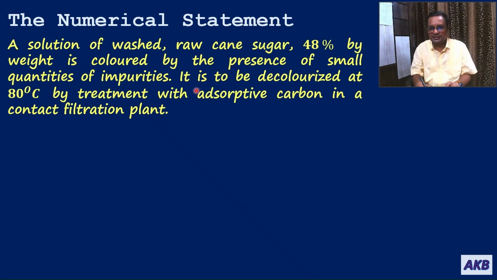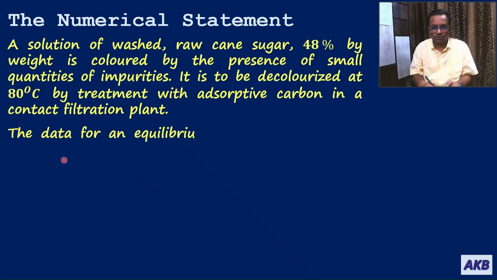So for that, the solution is to be decolorized at 80 degrees Celsius. So the operation is carried out at constant temperature. How is it done? By treatment with adsorptive carbon, and this is done in a contact filtration plant. So basically, adsorption is to be used to reduce the color impurity in the colored sugar solution.